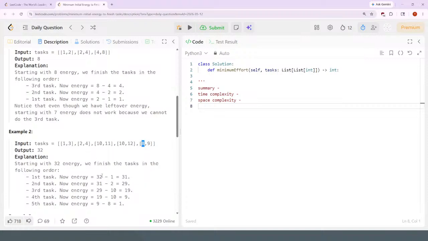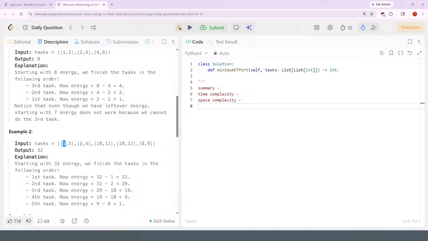Did I get the order wrong? Interesting, you're supposed to do this task first. 32 minus 1 is 31, minus 10 is 21, minus another 10 is 11, minus 8. How did this work? 32 minus 1 is 31. Oh, it did this one first. Or this the one second.